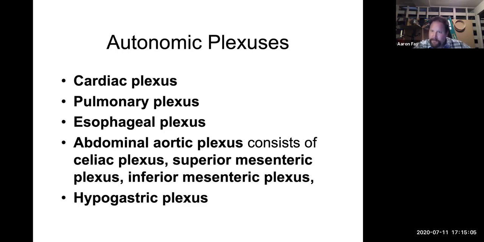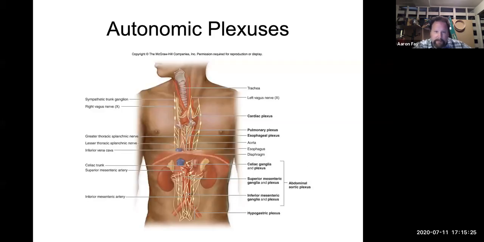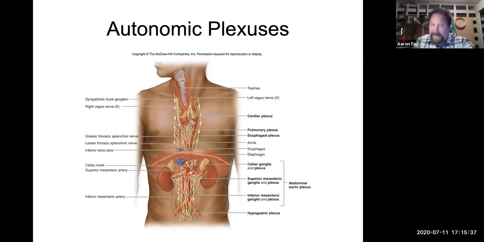Cardiac plexus, a big complicated mess of visceral sensory neurons and autonomic neurons all around your heart. Pulmonary plexus, same deal, but around your lungs. Esophageal, around your esophagus. Abdominal aortic plexus, right, around the aorta as it runs through your abdomen. Hypogastric, or more inferior. So just know the general regions of where these things are and know what a plexus is. It's just a big, complicated mess of interwoven nerves. These happen to be associated with the autonomic nervous system.